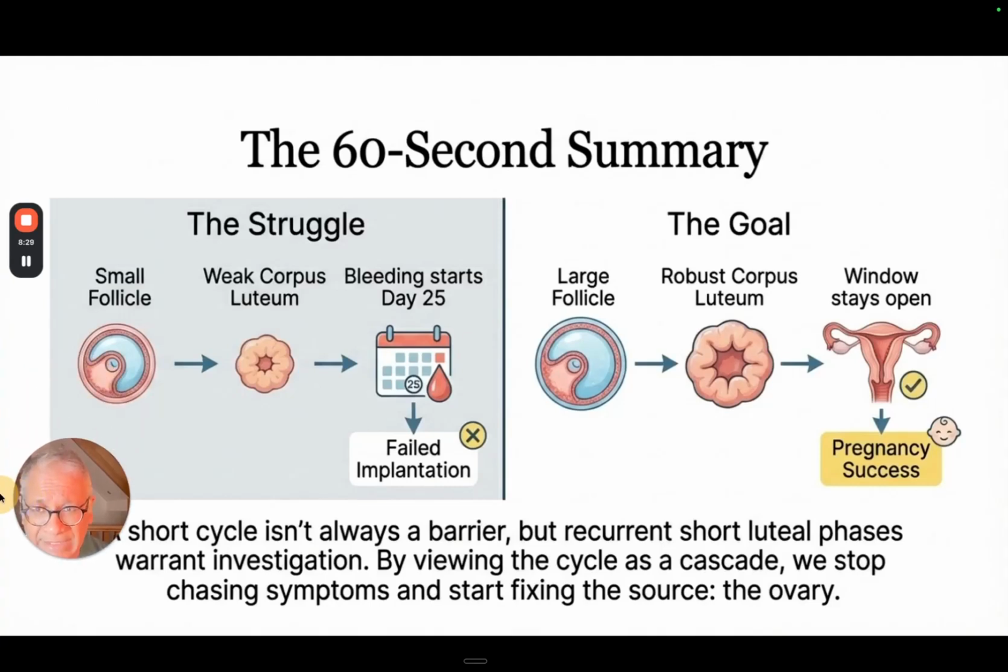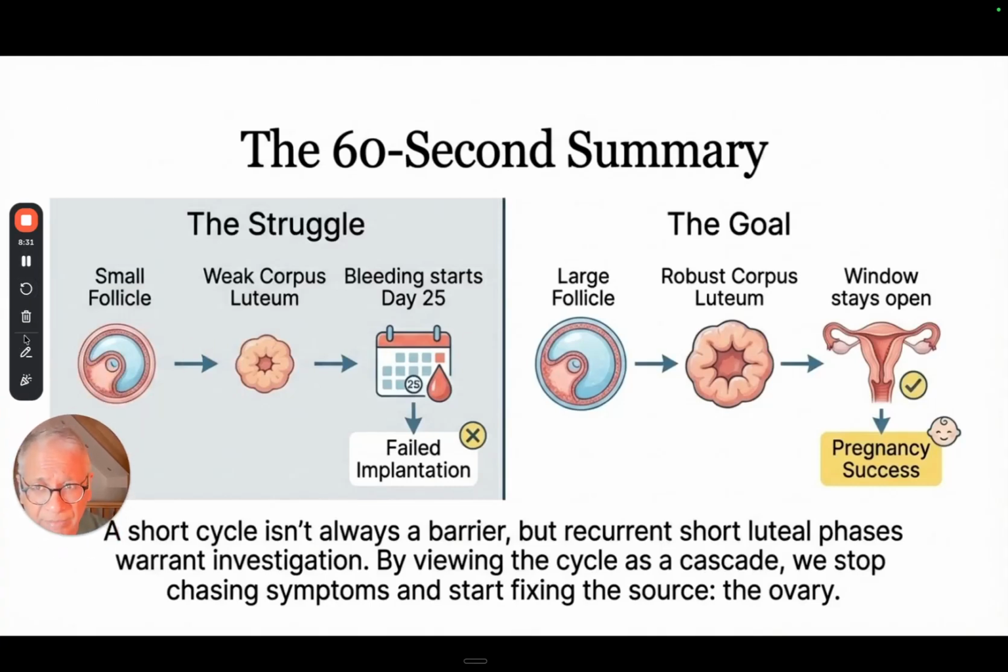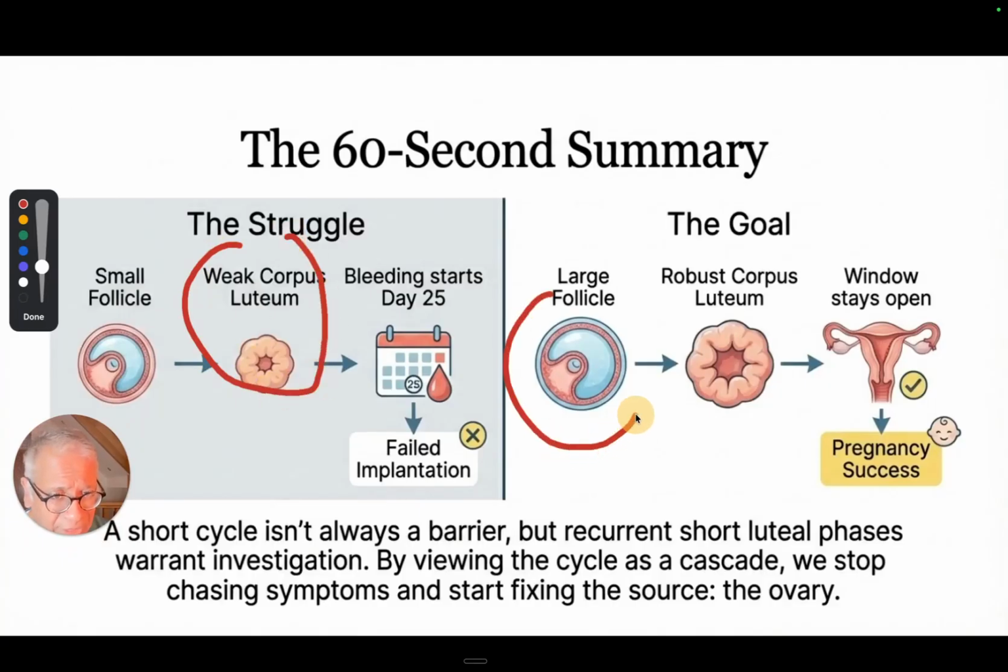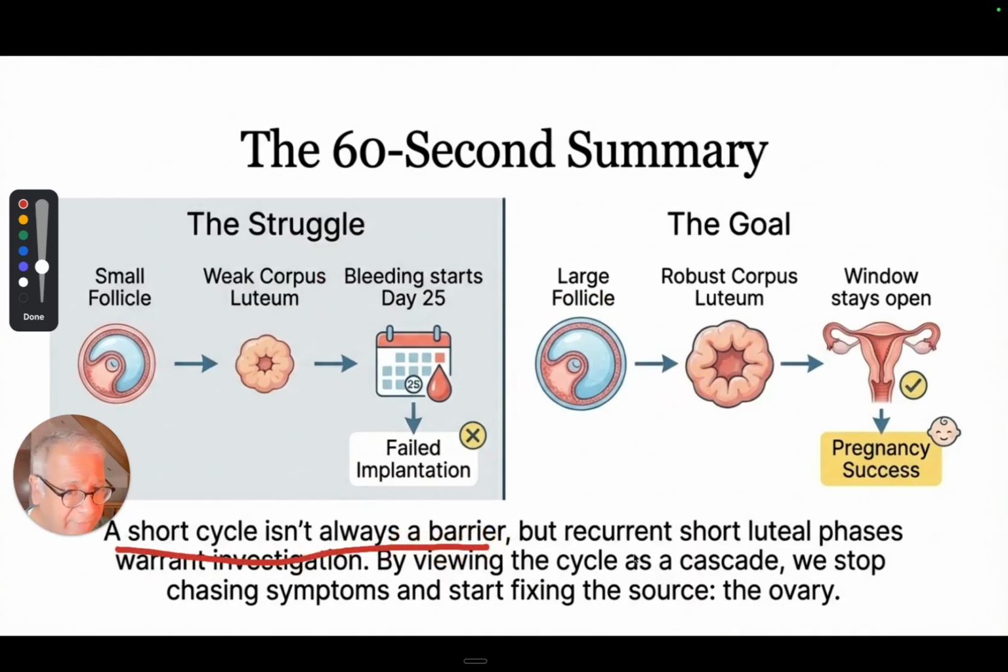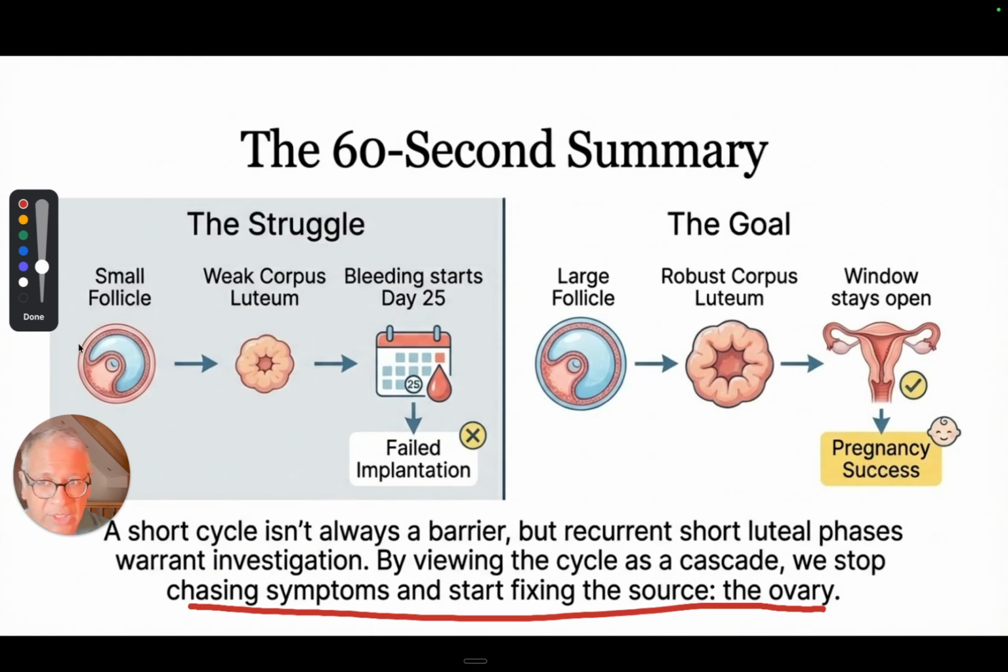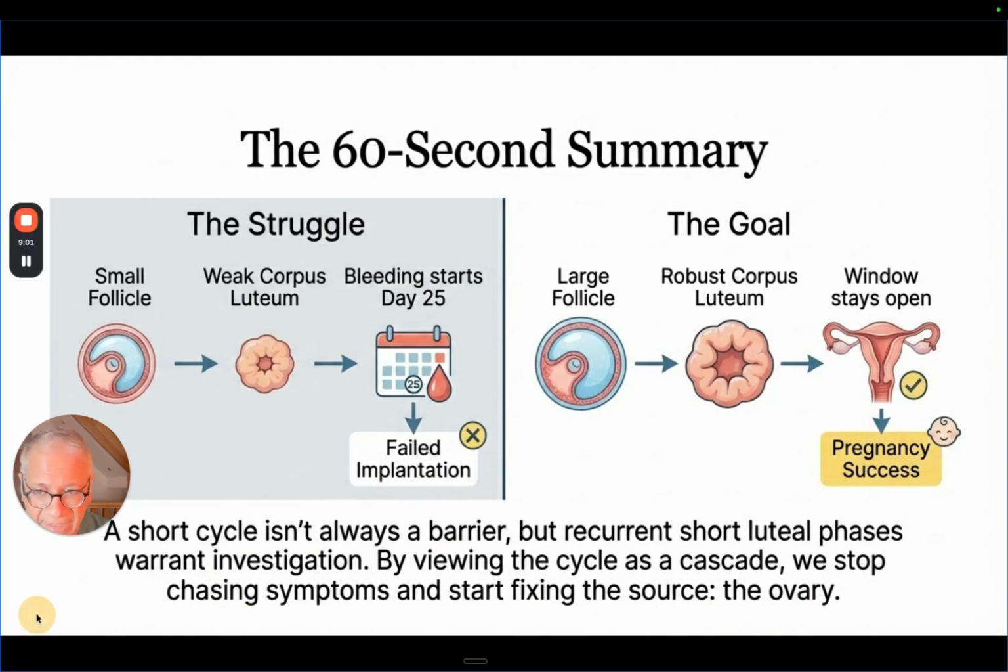So let's look at the summary. Small follicle, weak corpus luteum, bleeding starts early. Larger follicle produced by clomiphene or letrozole, robust corpus luteum, window stays open, possible pregnancy. A short cycle isn't always a barrier, but recurrent short luteal phases warrant investigation. Often we can't find the cause. We can stop chasing symptoms and start fixing the source, the ovary, and that is incredibly important.